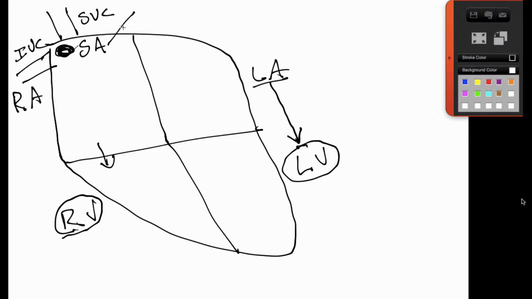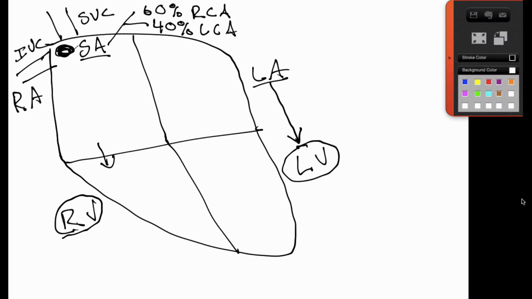Now, where does the SA node get its blood supply? The SA node gets its blood supply about 60% of the time from the right coronary artery. A little less than 40% of the time, it gets it from the left coronary artery. And so in a small minority of cases, some people have dual blood supply to the SA node, which is really great. So the impulse that is stimulating contraction of the heart, if everything's working right, is coming from the SA node.